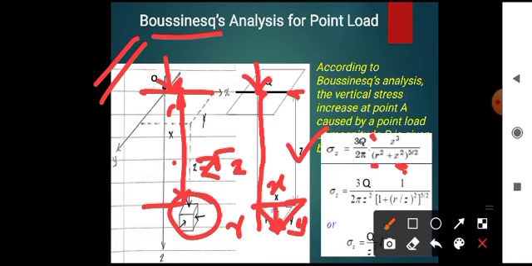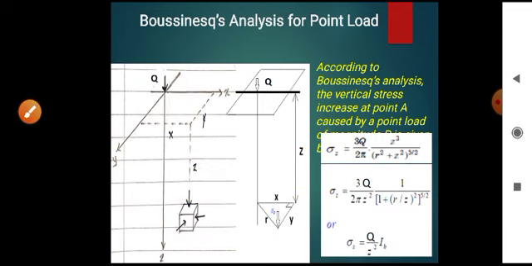Another form of this particular equation is this one: sigma z is equal to 3Q divided by 2 pi z square into 1 divided by (1 plus (r by z) the whole square) to the power of 5 by 2. You can note down these two equations in your notebook. While solving problems, these equations will be helpful.